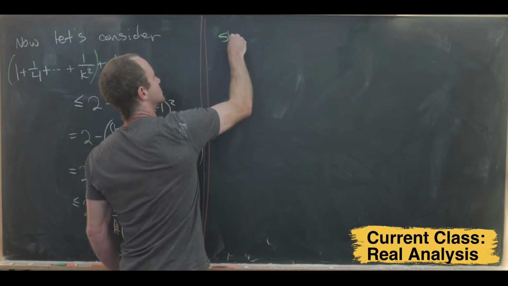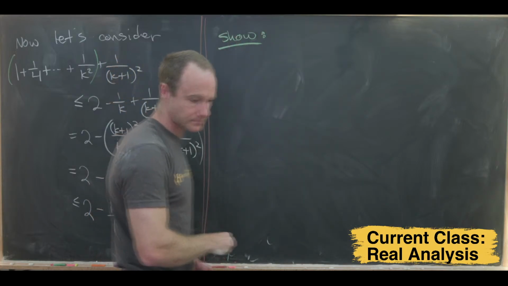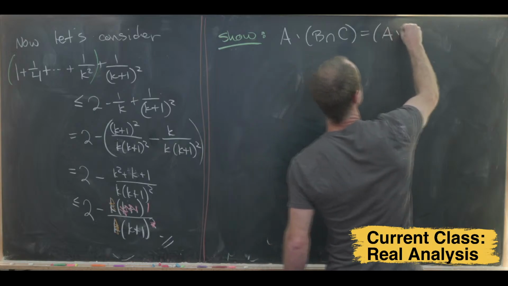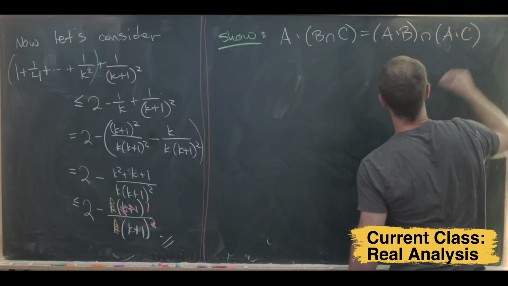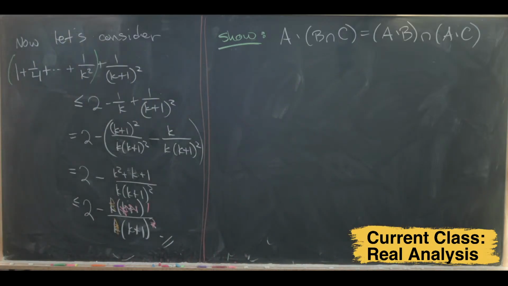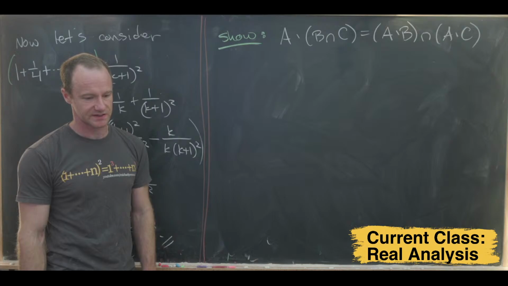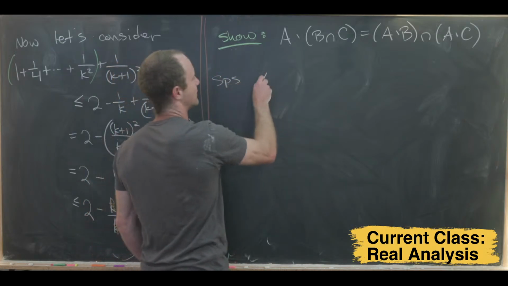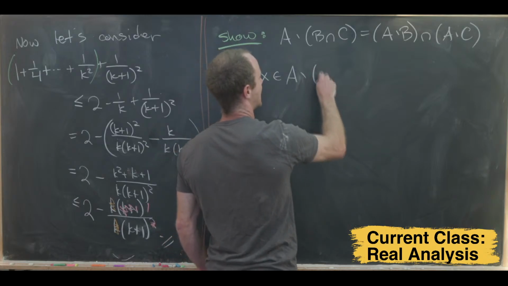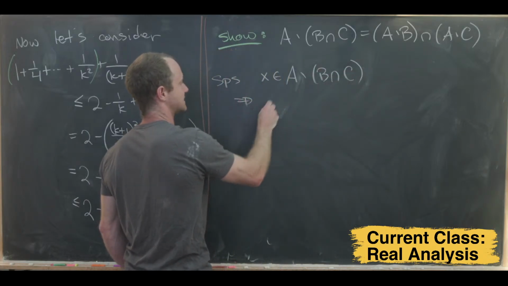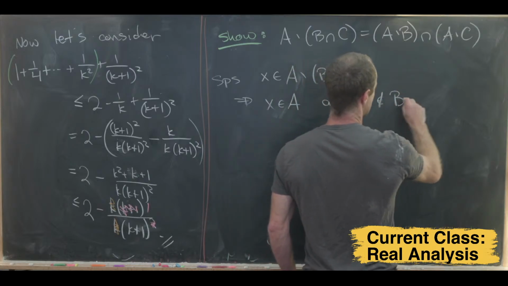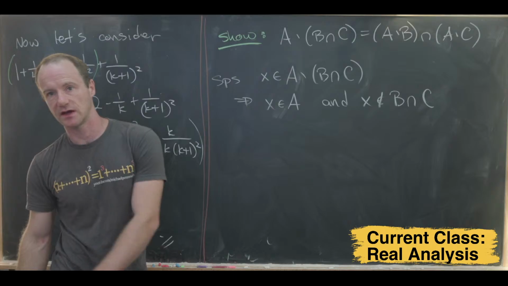Let's show that A minus (B intersect C) equals (A minus B) union (A minus C). Again, to prove that two sets are the same, we need to do double containment. Let's suppose that we've got an x in the left-hand side, so it's in A minus (B intersect C). What does that tell us? That means that x is in A, and x is not in B intersect C.